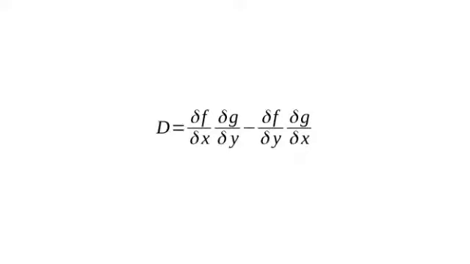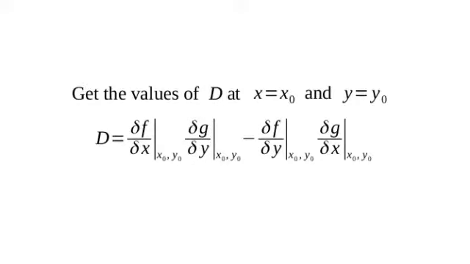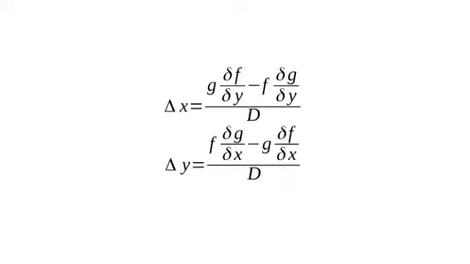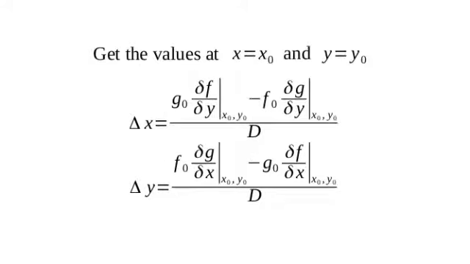Next step is to find the value D, and the formula is given on the screen. Now you will find the numerical value of D at x0 and y0 with the formula that was shown on the previous screen. Next step is to find the values of delta x and delta y. The formula is given here. And you will find the numerical values of delta x and delta y at x0 and y0.